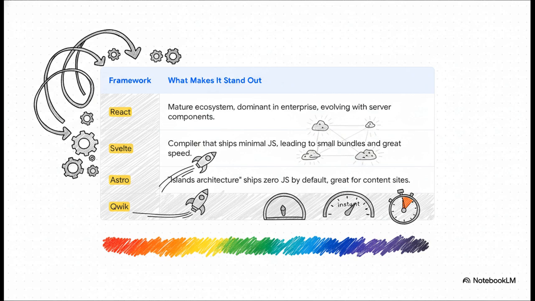You've still got React, the absolute giant, which is now evolving with things like server components to do more work on, well, the server. Then you have something totally different like Svelte, which isn't a library, it's a compiler. It takes your code and spits out highly optimized, minimal JavaScript. Then there's Astro with its wild islands architecture, which tries to ship zero JavaScript by default, and Qwik, which is pioneering this idea of resumability for almost instantaneous app load times. The innovation is just incredible.